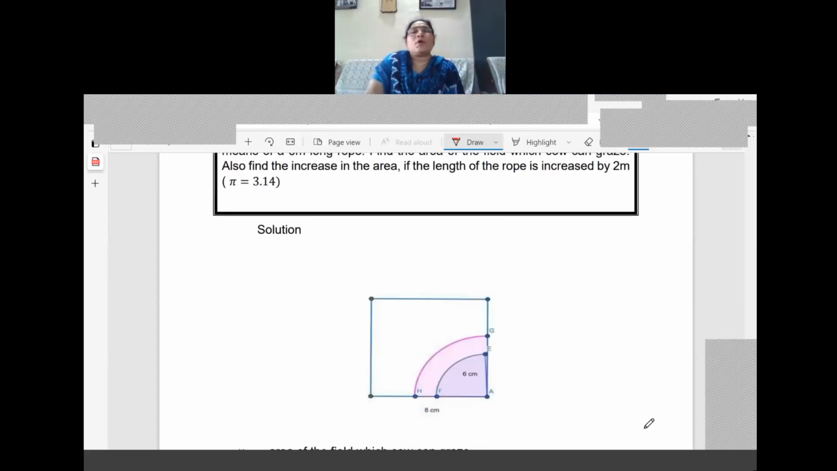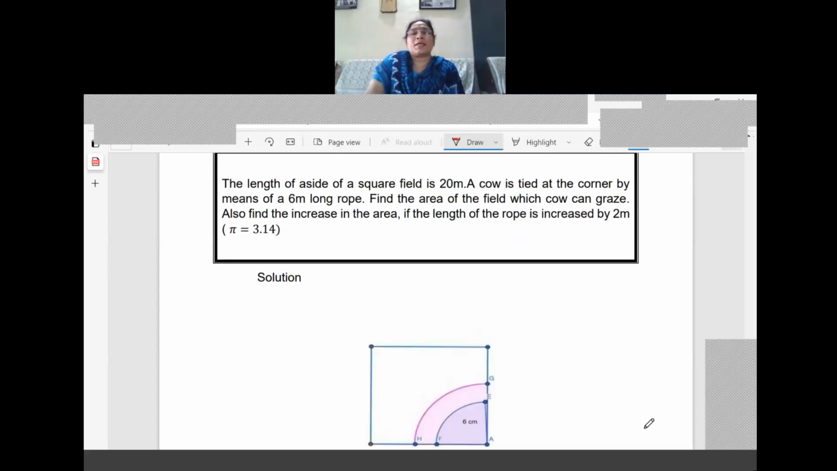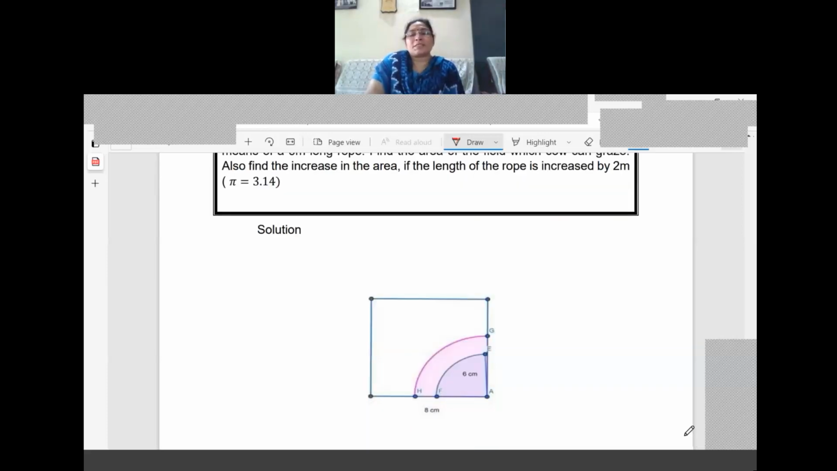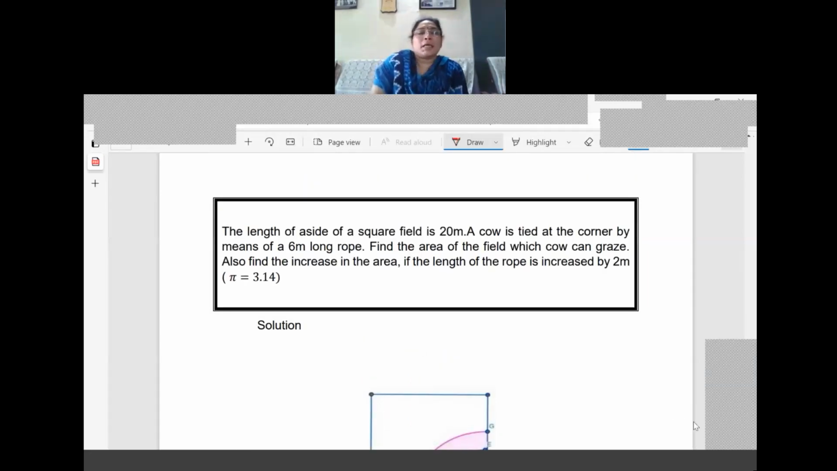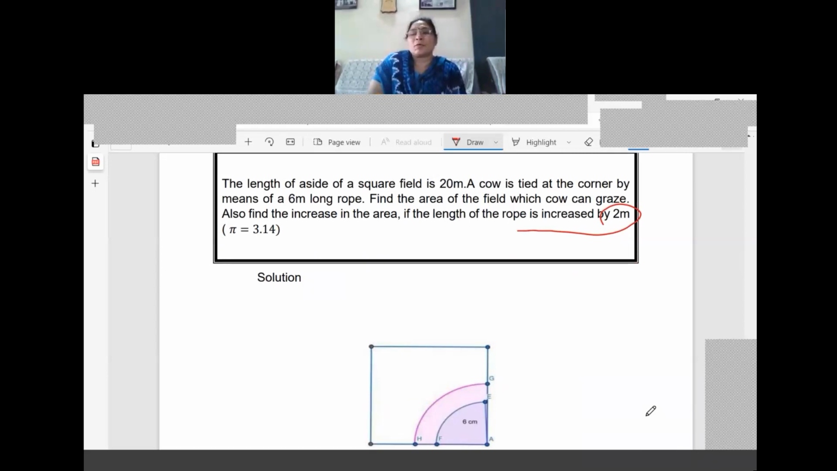The length of the side of the square field is 20 meters. See the diagram, all of you. A square is given, so the side equal to 20 meter only. A cow is tied at the corner by means of a 6-meter long rope. So what is the first length of the radius? It is equal to 6. Now what is the next part? Area will be increased if the rope is increased by 2 meters. So the new radius will be 6 plus 2, that is equal to 8.